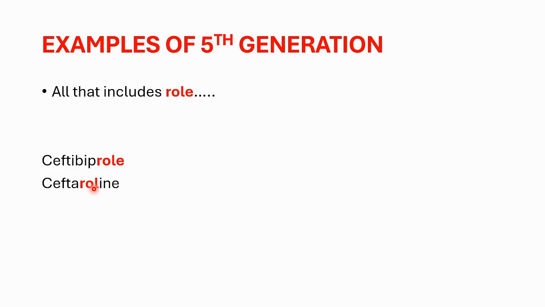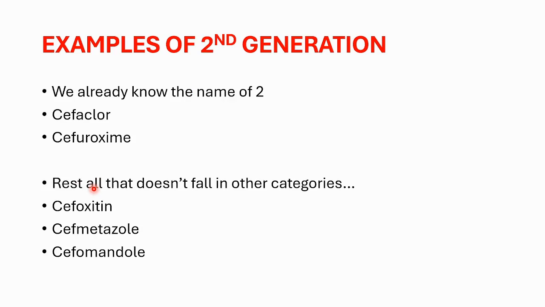So now let's complete the picture by talking about the second generation. We already know the names of two cephalosporins which fall in second generation, right? Remember our bold letter C, it stands for cefaclor and cefuroxime. I also said that cefaclor is misspelled as faclor, so it cannot fall in first generation, so it falls under second generation. So both cefaclor and cefuroxime are in the category of second generation cephalosporin.